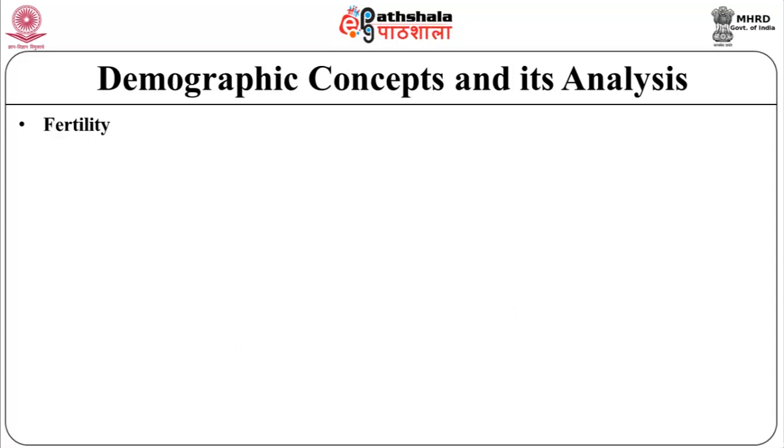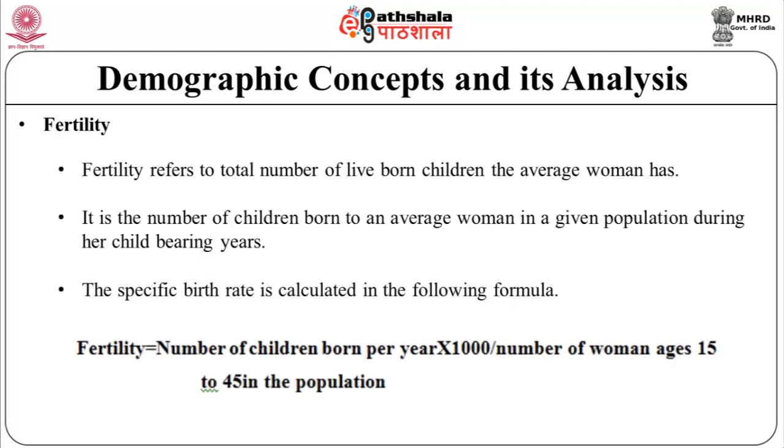Now let us see fertility. Fertility refers to the total number of live-born children the average woman has. It is the number of children born to an average woman in a given population during her childbearing years. The specific birth rate is calculated by the formula: number of children born per year multiplied by 100,000, divided by the number of women aged 15 to 45 years in the population.